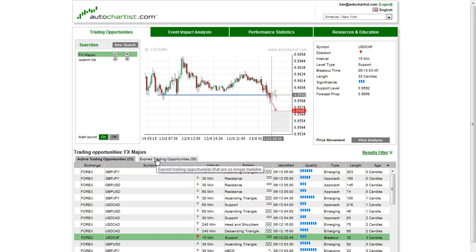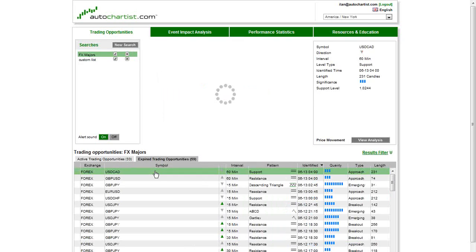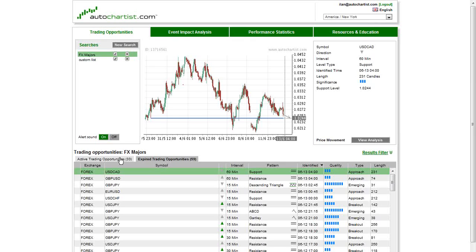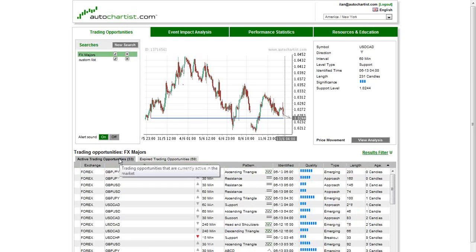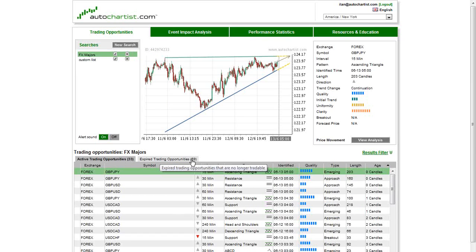Now, there is one other tab which I need to show you, a little section in Autochartist called the Expired Trading Opportunity section. This section provides some historical patterns that we've identified. These Autochartist believes are no longer tradable. They're there simply for your reference of what happened in the recent past. If you want to look at what trading opportunities exist right now, you need to be looking at the active trading opportunities tab over here. Expired is simply for your reference of what has happened in the recent past.